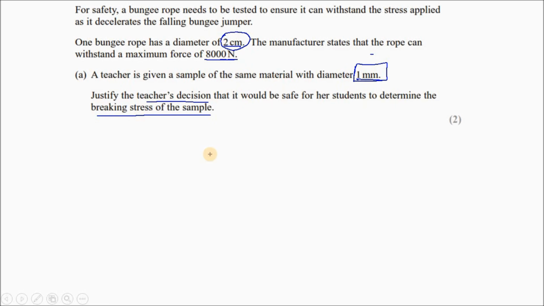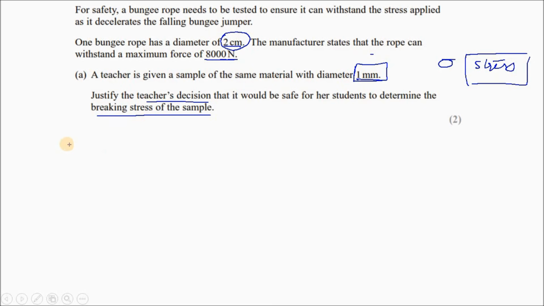So we know that it doesn't matter what the size of the sample or material is, there is a quantity that remains the same when we have some extension or some strain. So stress is the property that remains the same no matter what the size of the sample is. The only condition is the sample should be made of the same material. So the sigma or stress will be the same in both samples, the original and the given sample.